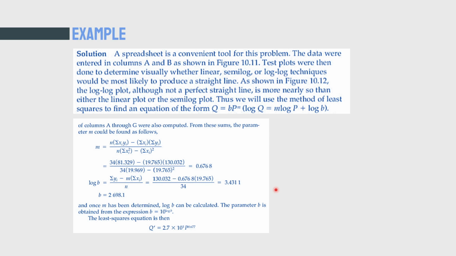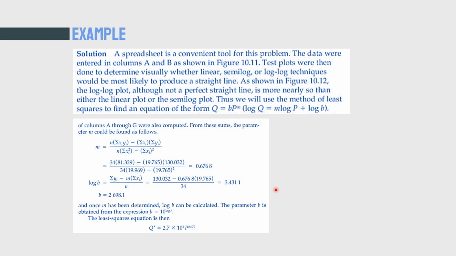Of course, you will not do this by hand, especially if you have hundreds of thousands of data sets. Now, the data should be entered in columns A and B, as we're going to see next. Test plots were then done to determine visually whether linear, semilog, or log-log techniques would be the most likely to produce a straight line. So you need to experiment with that. You need to do your experiments with that.